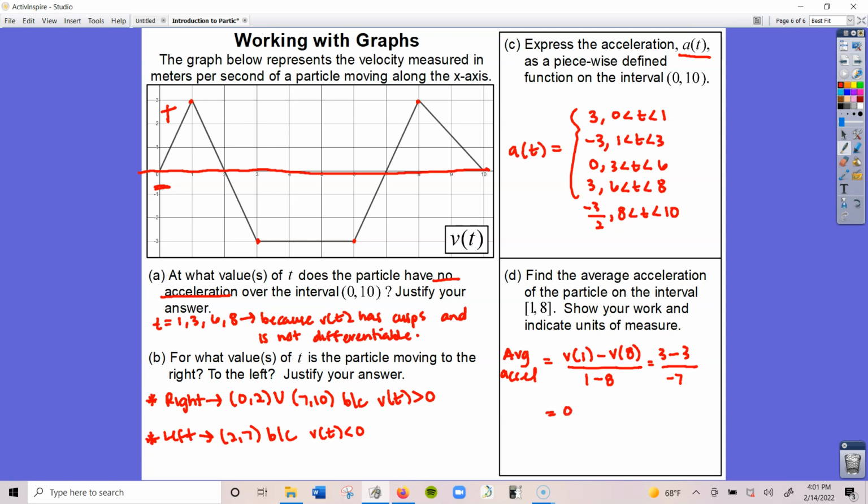In the numerator, we get 0 over negative 7, and 0 divided by anything is still 0. So my average acceleration is 0, and then my units here, since velocity is meters per second, then that means that acceleration is meters per second squared. And that's particle motion.